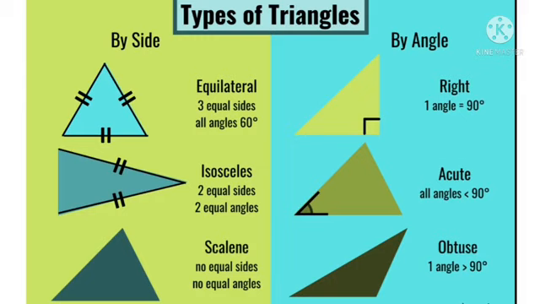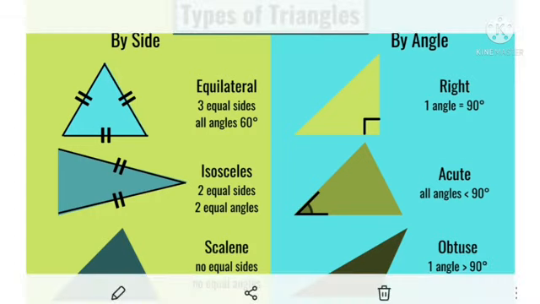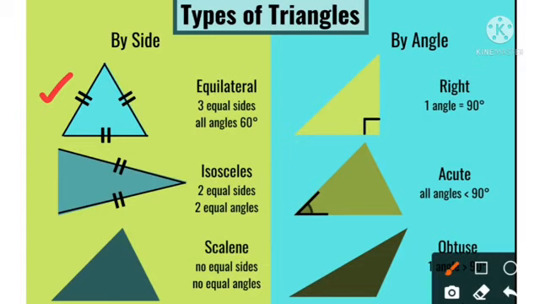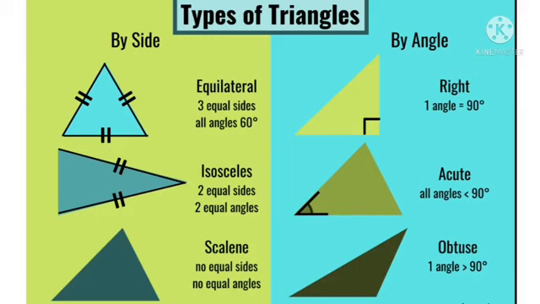If 3 sides are equal, we call it an equilateral triangle. If 2 sides are equal, then we call it an isosceles triangle. And if 3 sides are different, then we call it a scalene triangle. Now, according to angle, the triangle is divided into 3 parts. See, first, if one of the angles is a right angle, that is, one angle is 90 degrees, then we call it a right angled triangle.